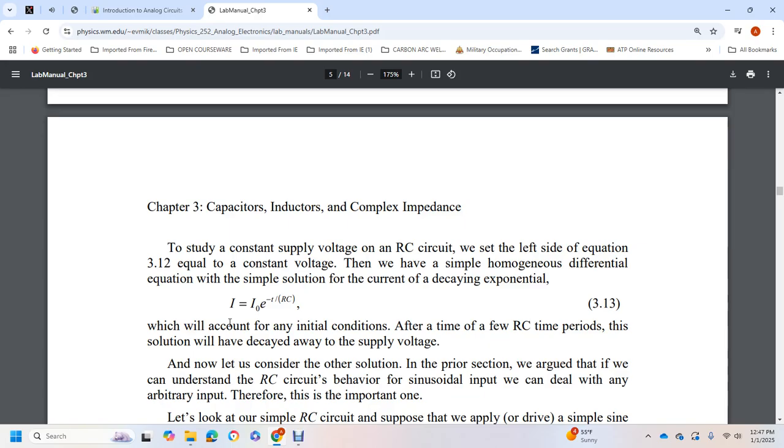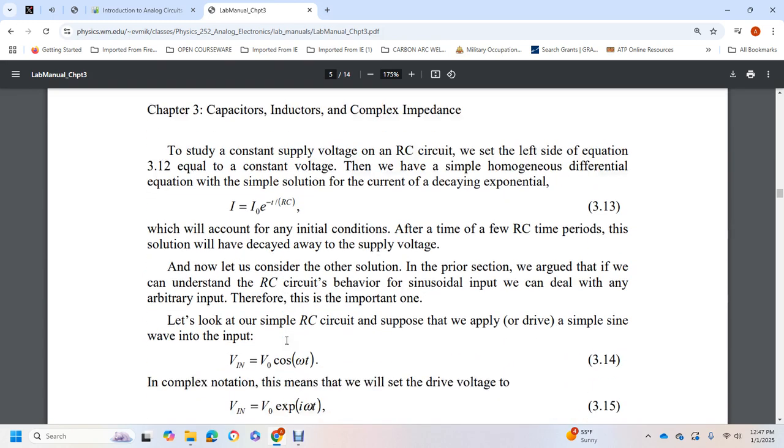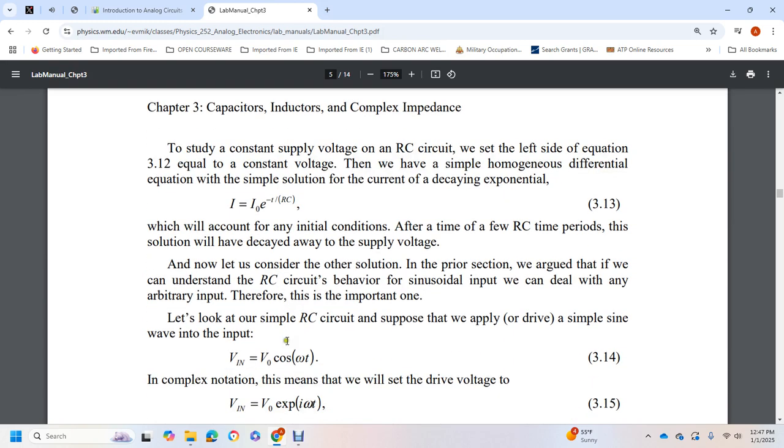the decaying potential. The current decays exponentially, and after a few times the RC time period, the solution will decay away from the supply voltage. And let's not consider the other solution prior selection.